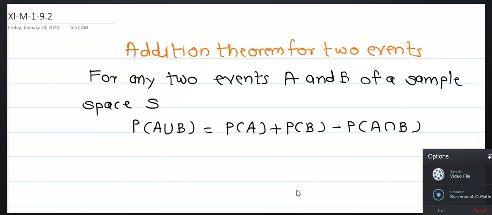At that time, we treated A and B as sets, that is n of A union B is equal to n of A plus n of B minus n of A intersection B. Here we are considering the case of probability, that is P of A union B is equal to P of A plus P of B minus P of A intersection B.